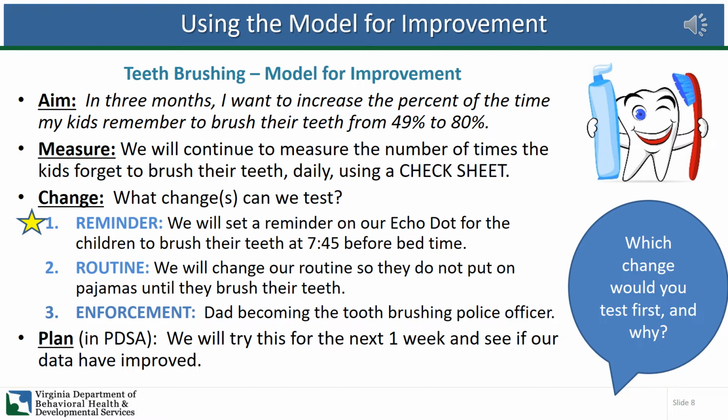For our measure, we will continue to measure the number of times the kids forget to brush their teeth daily using a check sheet. And we've identified the changes we want to test from our voting and brainstorming method. So first, we're going to test the reminder strategy. We will set a reminder on our Echo Dot for the children to brush their teeth at 7:45 before they go to bed. And you can see I've listed our other changes, but we are not going to test those yet. We are going to start with one change and test it first.